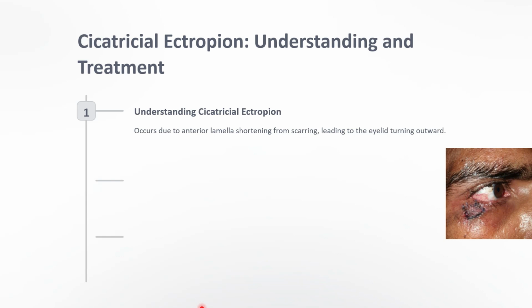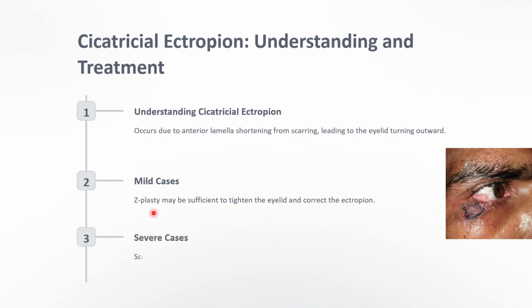So now, come to the part of treatment of cicatricial ectropion. Friends, in mild cases of lower lid cicatricial ectropion, a simple procedure to tighten the eyelid by Z-plasty may be enough. However, in more severe cases, the excision of the scar with a skin graft to the raw area can be performed, and the skin of the opposite upper eyelid is ideal for this purpose.